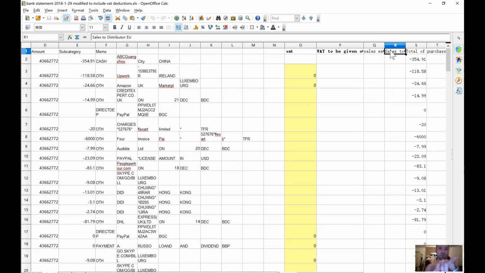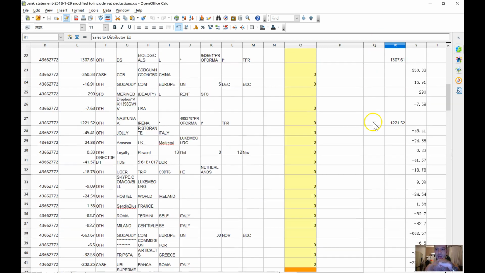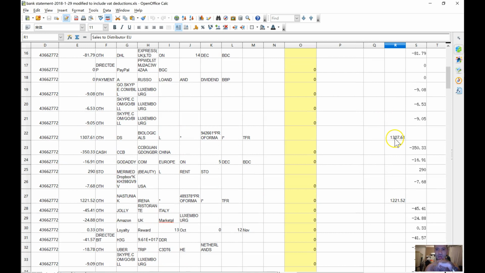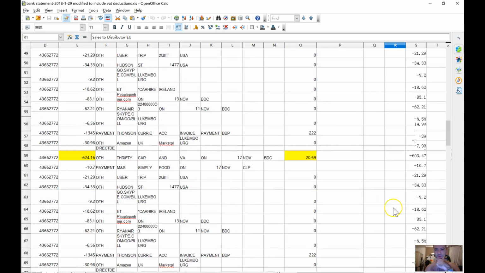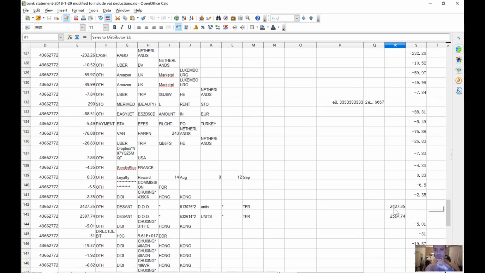Okay. Then this is again done manually. I've added this column. We're going to look at the original very soon. We've got sales to distributors, EU. I know where the money is coming from, so I know I can add it. And because it's from distributor to the EU, they've got a VAT number, so VAT is not applicable. We add it there. So that's the money coming in.